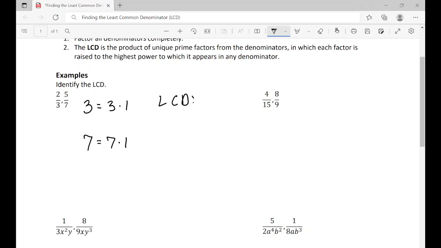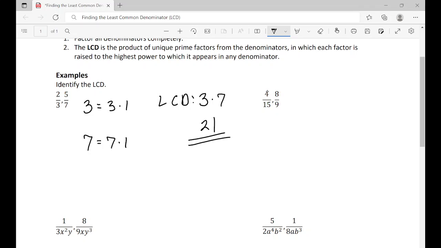So the LCD is going to be the prime factors of each denominator. This factor 3 has 1, but this factor over here for 7 has no 3s, so I'm going to need a 3 in my LCD. This factor over here, 7, there's one 7, but up here there are no factors of 7, so I'm going to need a 7. And now there's nothing else in here, and again, I don't worry about the 1s. I just take my two factors, 3 and 7, and I multiply them together, and I get 21. So the LCD of these two fractions is 21.